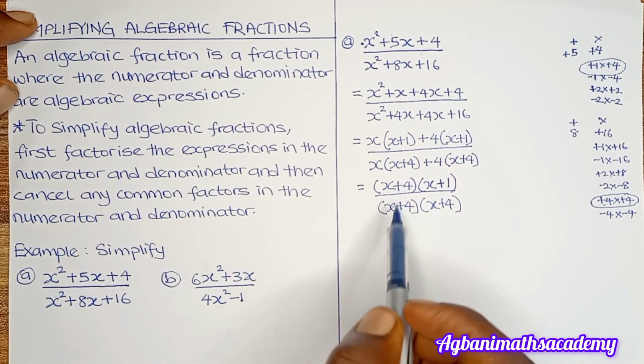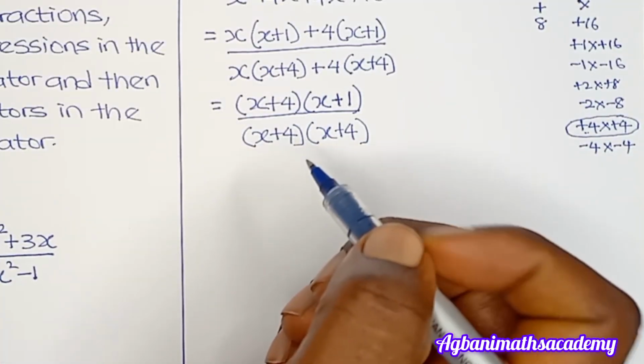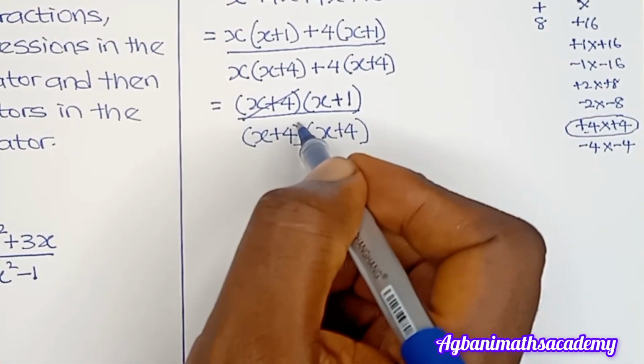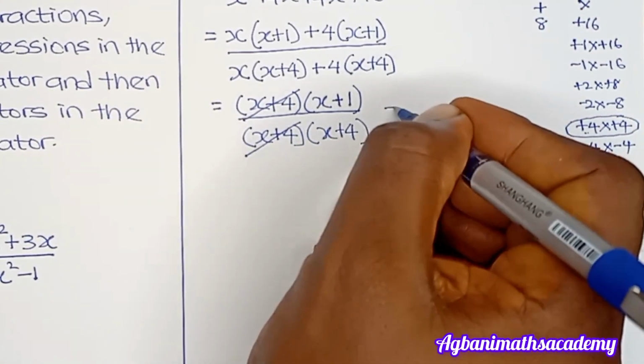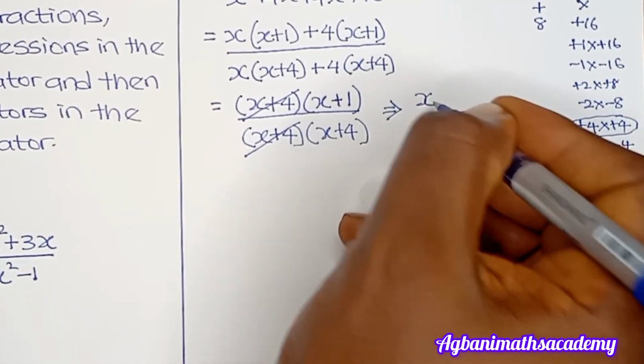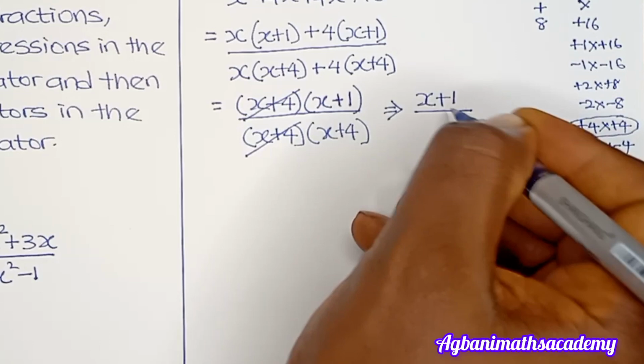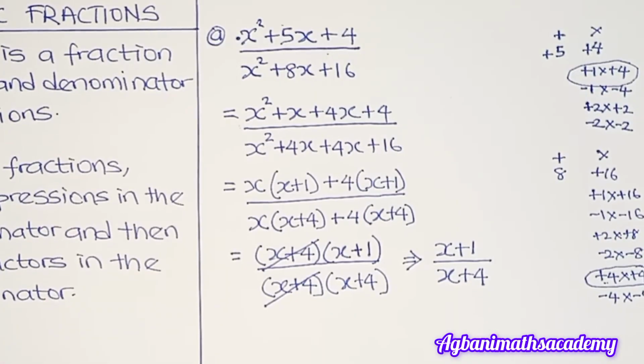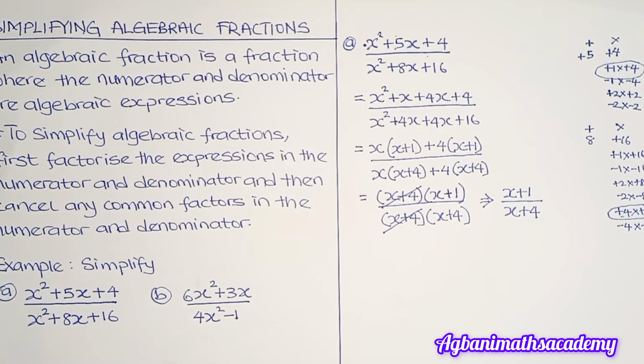So looking at the numerator and denominator, what can we see that is common? We have x plus 4, cancel out, x plus 4. So our final answer will be x plus 1 divided by x plus 4. That becomes the answer to this question. So we have been able to simplify the algebraic fraction. Okay, so next we look at b.